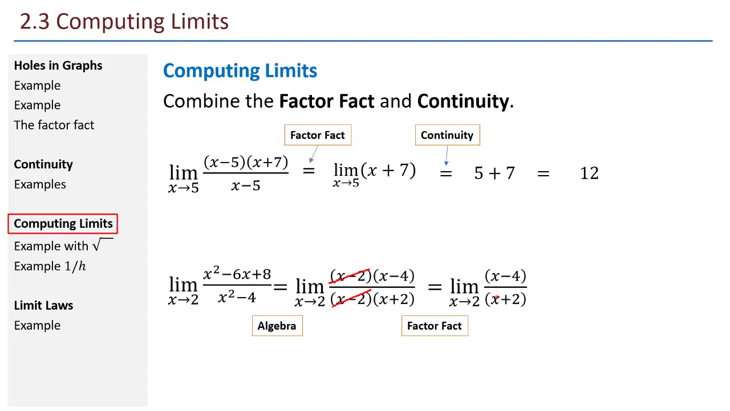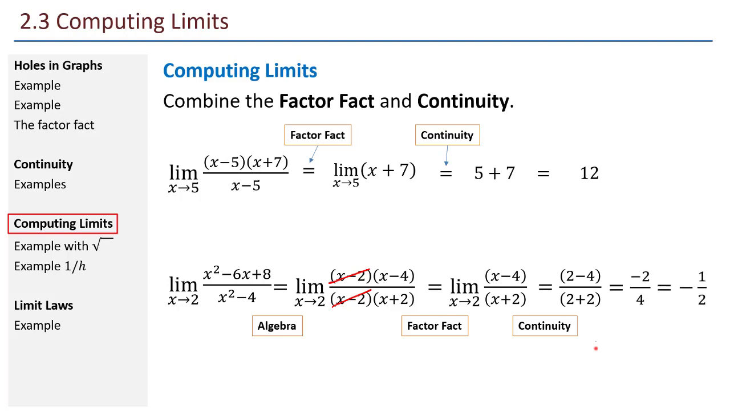Can I plug in at this point? Can I plug in a 2 and get a reasonable number out? And I can. Since I can, then plugging in gives me the answer to that limit problem. And the answer in this case is -1/2.